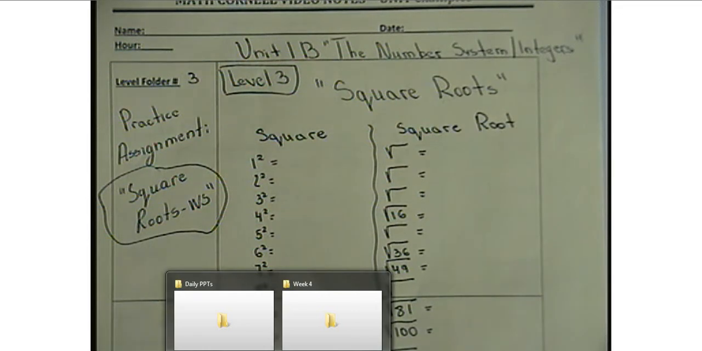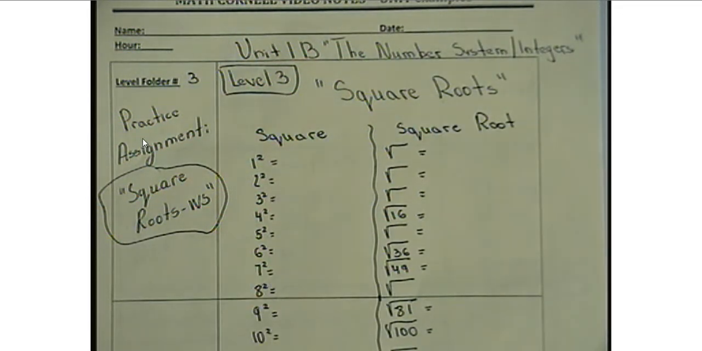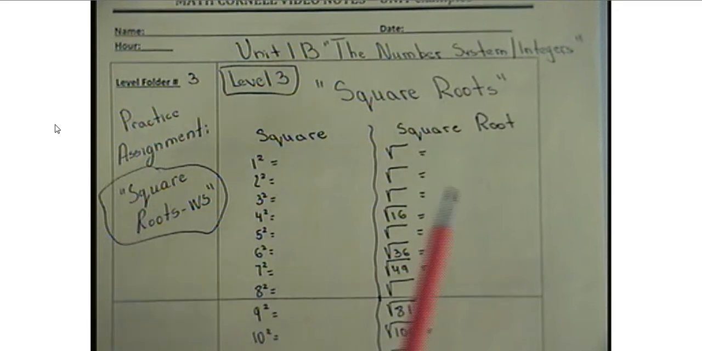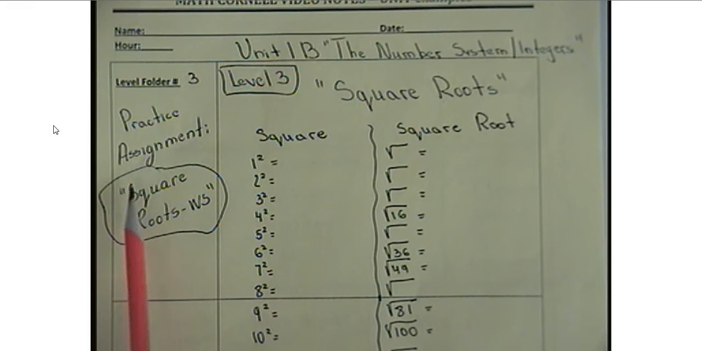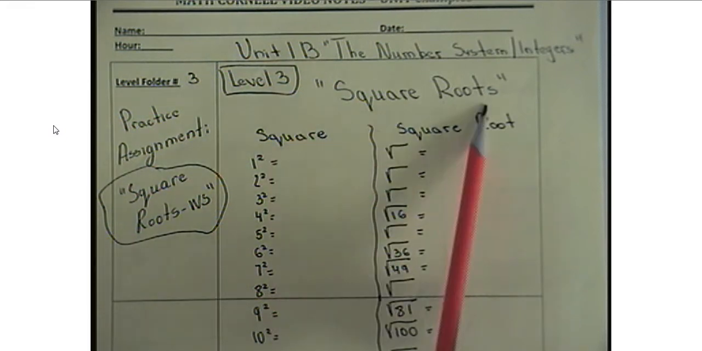Hello students, so today we are going to discuss the third mission in this level folder, in this unit 1B, and our main talk will be about square roots. When you learned the multiplication table and how to multiply numbers and get what they're equal to, there was also a section that goes through square roots and perfect squares. So, the practice assignment will be the square roots worksheet, and today's topic is square root.